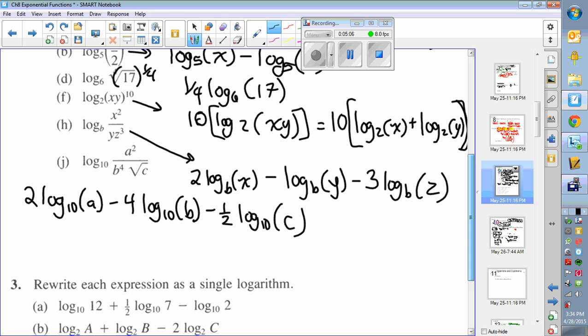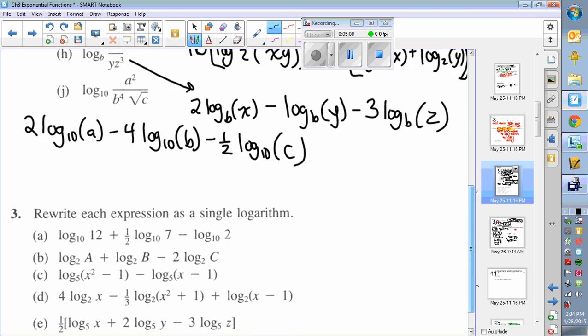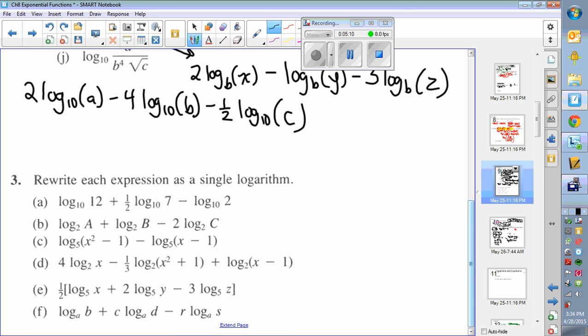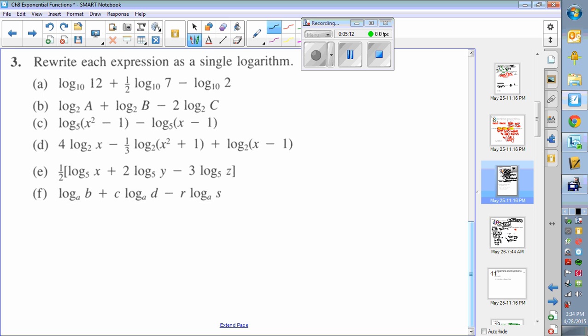Let's take the rules and work them backwards and combine them to a single logarithm instead. So now in this one, we're going to rewrite everything as a single logarithm. So in the first one, they're all log to base 10, so they can indeed be combined. So we're going to have a 12 multiplied by a 7, but that 7 is going to have a 1/2 power. And then we're going to divide by a 2.